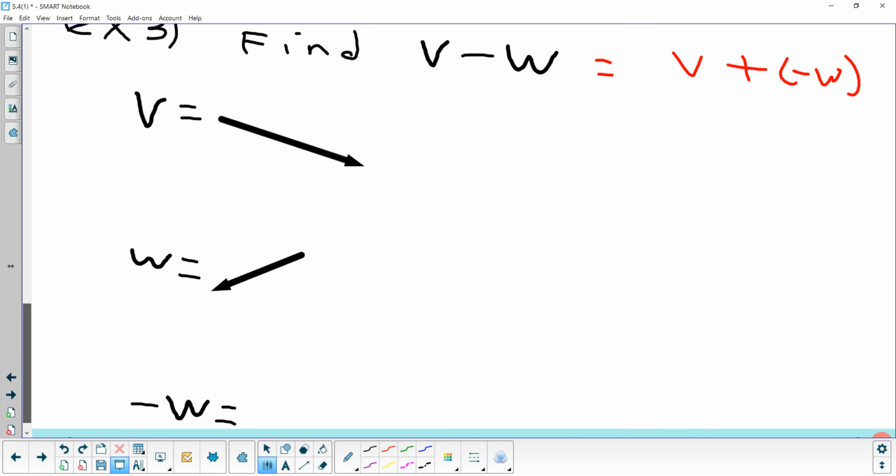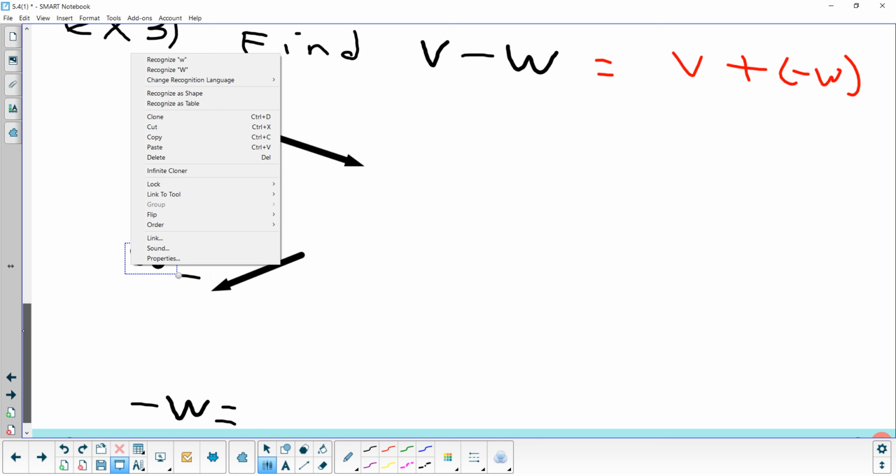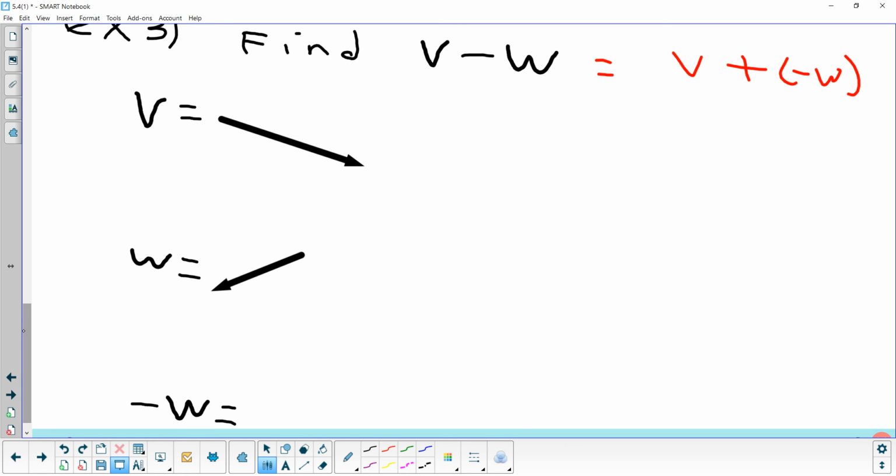All right, so first thing we need to find is we've got v. They'll give you that. They'll give you w. We need to flip w around. Well, if you have it drawn, the easiest way to flip it is just trace right over it and just draw it the opposite way. So there's negative w. Now, take v and add negative w. And what you're really doing is v minus w.